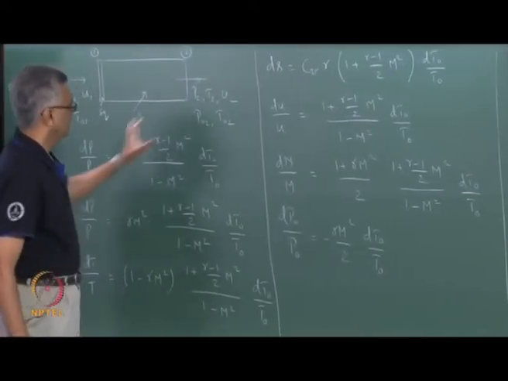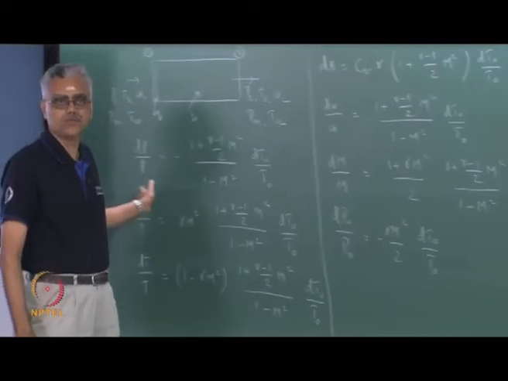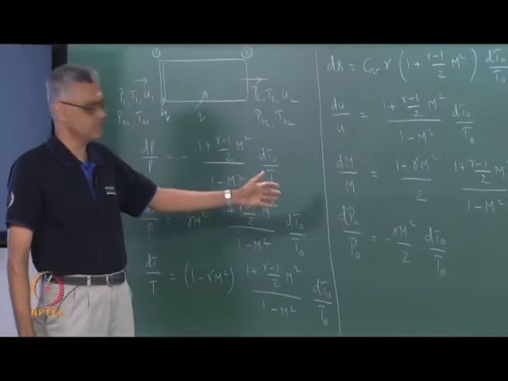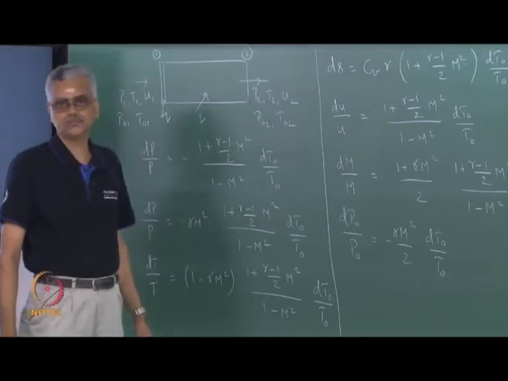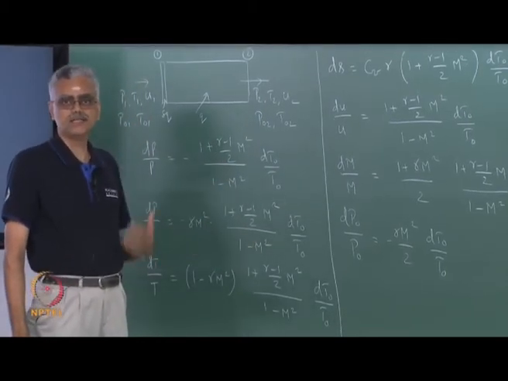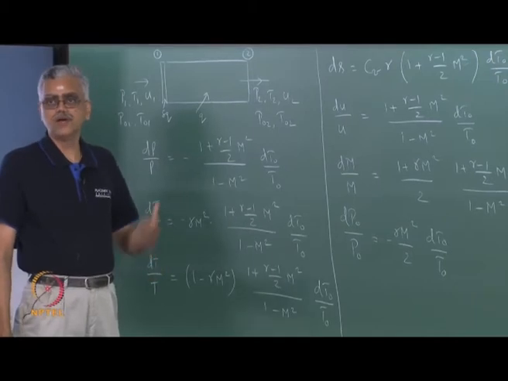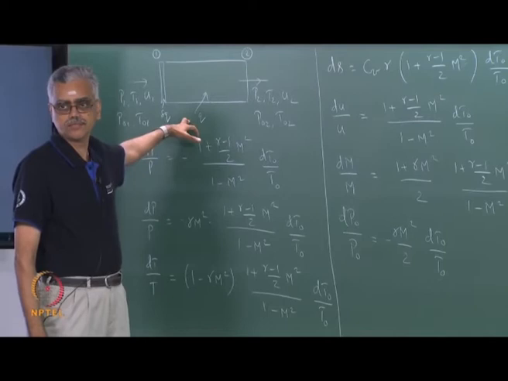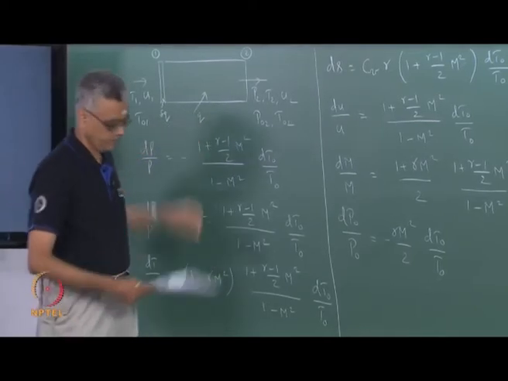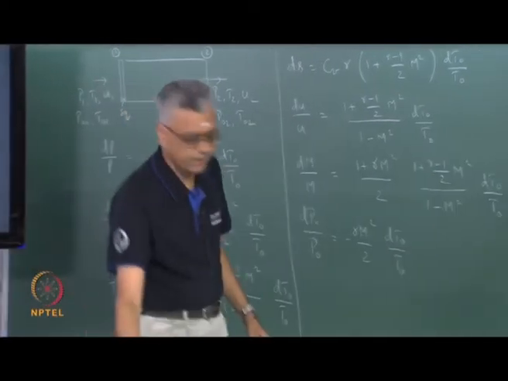So now everything is in place. Starting from state 1, I can calculate changes in the quantities that I wanted as I go from 1 to 2. Only thing is, we want to illustrate this on a TS diagram and see how the process goes as I add heat in a duct like this. Okay, let us do that.